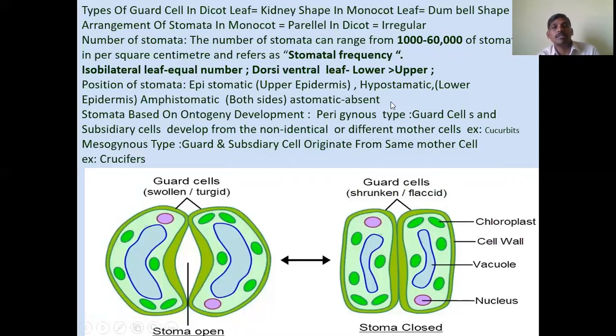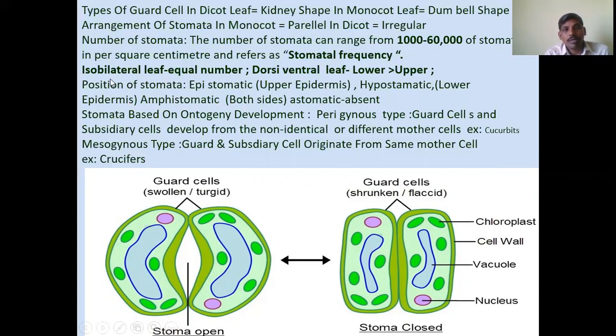Examples are submerged aquatic plants and floating aquatic plants. Epistomatic, hypostomatic, amphistomatic, and astomatic: this is the position of stomata.